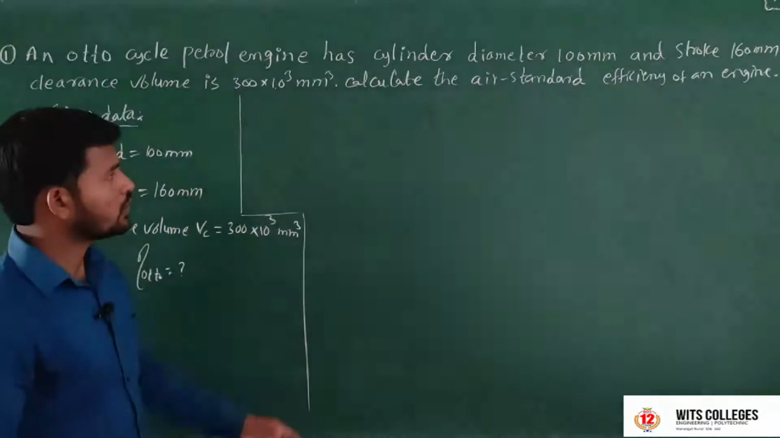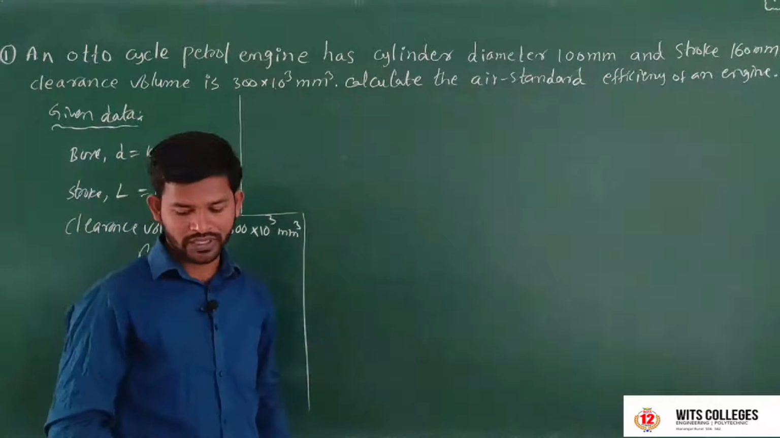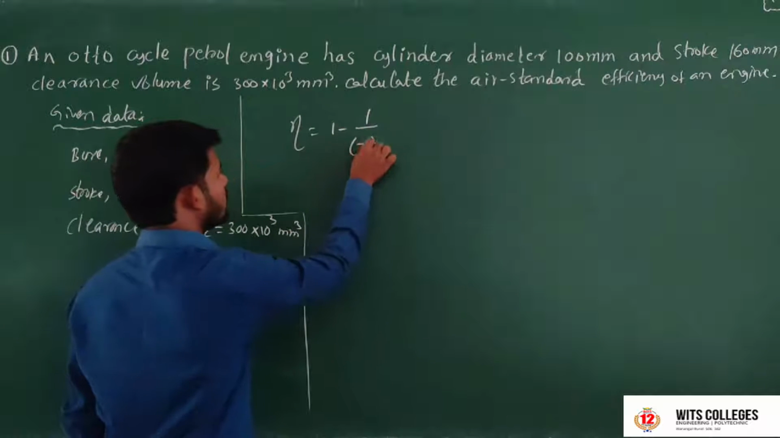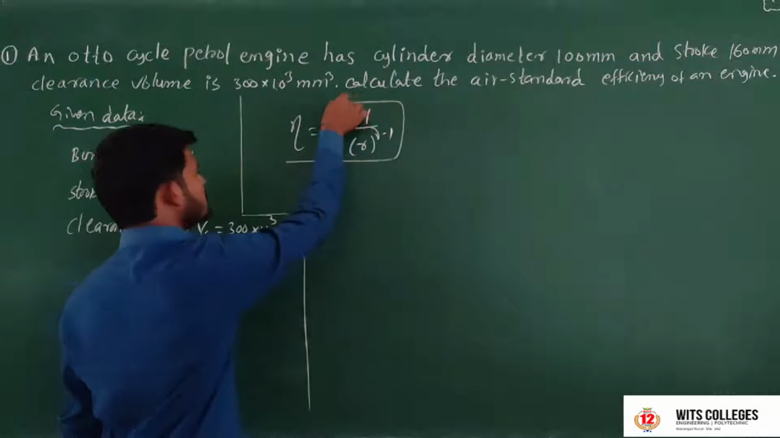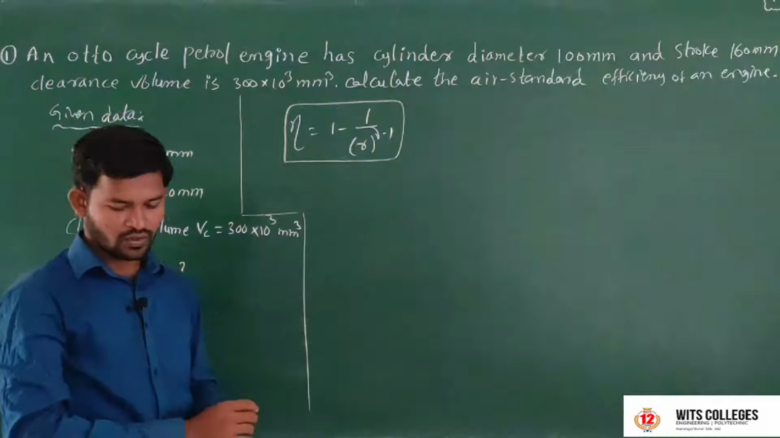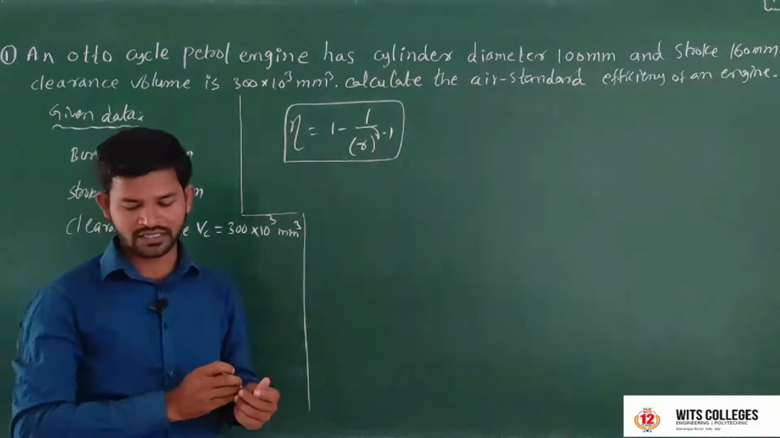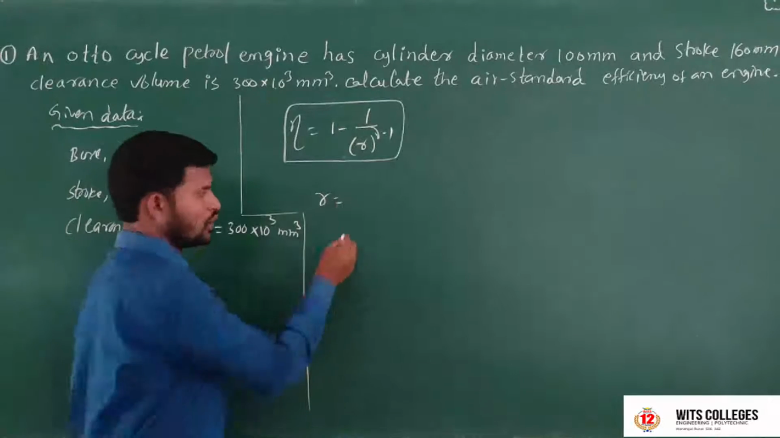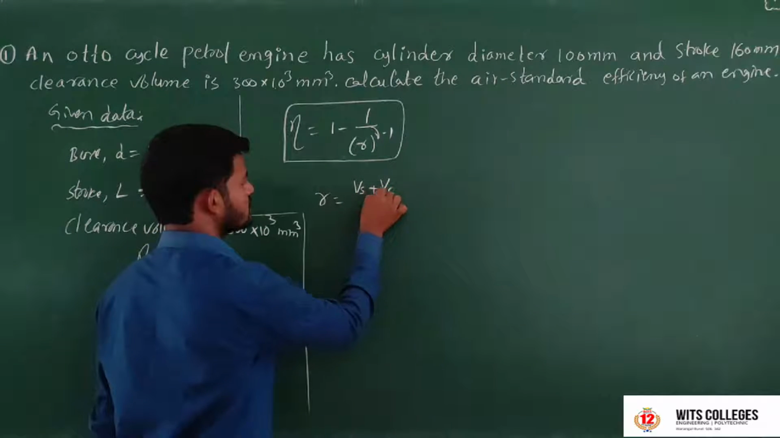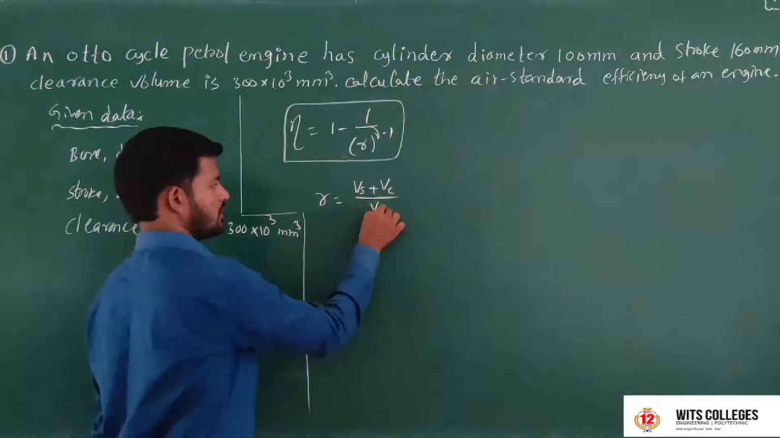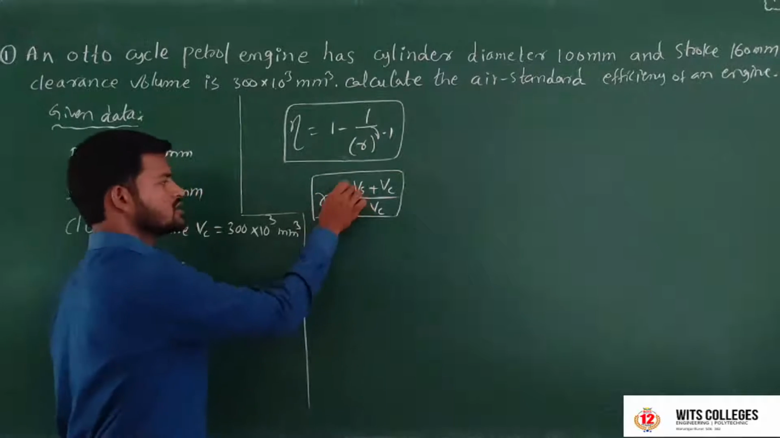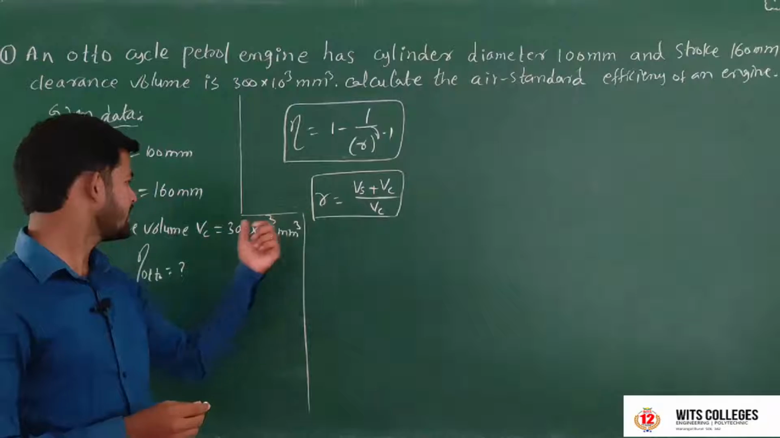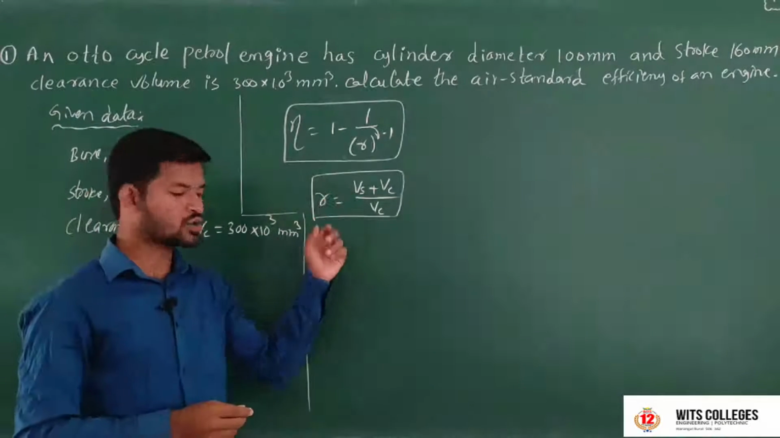What is the formula for the air standard efficiency of the Otto engine? We know the formula is efficiency equals 1 minus 1 by r to the power of gamma minus 1. In this, we need to find the r value, that is the compression ratio. The formula is r equals (Vs plus Vc) by Vc. Vs is the stroke volume and Vc is the clearance volume. Here only the clearance volume is given, the stroke volume is not given.